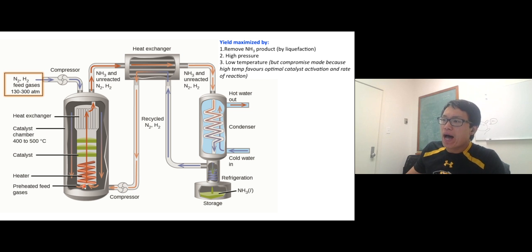Catalyst makes the equilibrium reach equilibrium faster, right? So nitrogen gas and hydrogen gas are going to react in here, making ammonia. So ammonia comes down here.